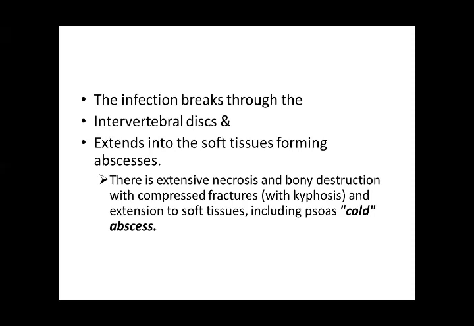So infection breaks through the intervertebral disc and extends into the soft tissue, forming abscesses. Intervertebral discs are tough tissues, but the infection breaks through the tough tissue of the intervertebral disc, and then it goes out into the soft tissues, that is the muscles around the bone. So it involves all the muscles as well. There is extensive necrosis, bone destruction, compression fractures with kyphosis, and extension to soft tissues, including the psoas muscle, and that is what is called the bone abscess.